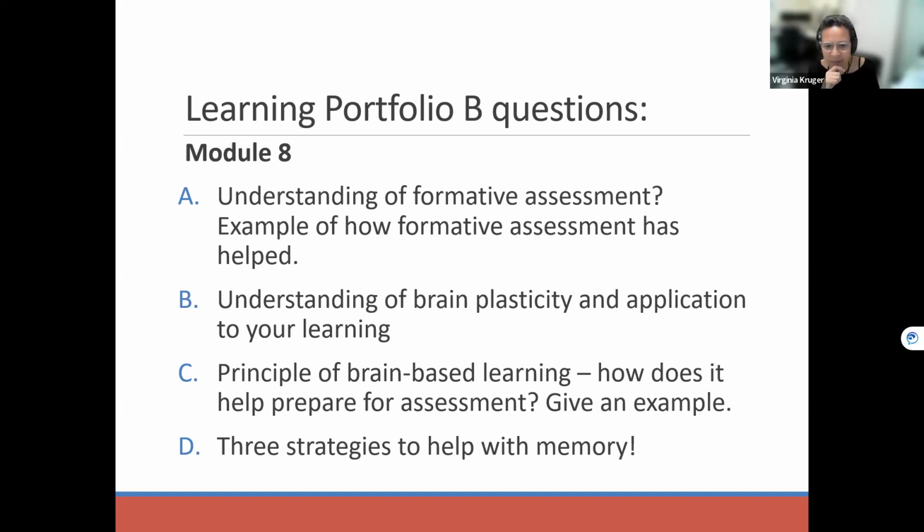But I just want to make a comment. I think that fourth question for Learning Portfolio B in Module 8, those strategies have to come from the module. I would also encourage people to think about strategies that they don't already use, to extend your understanding of the whole concepts.